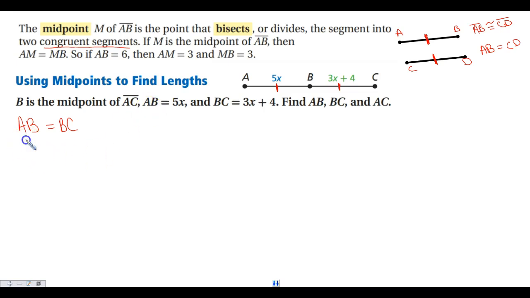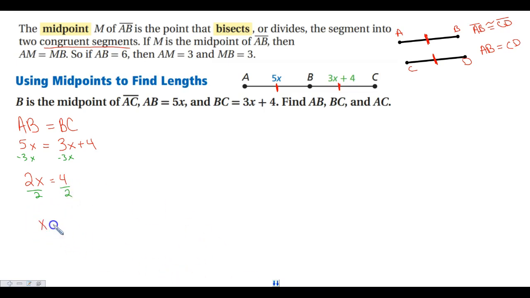So I can set 5x equal to 3x plus 4. And again, make sure you are writing all of this down. All right, so from here, I'm going to subtract 3x from both sides. And I'm going to get that 2x is equal to 4. Okay, divide both sides by 2.